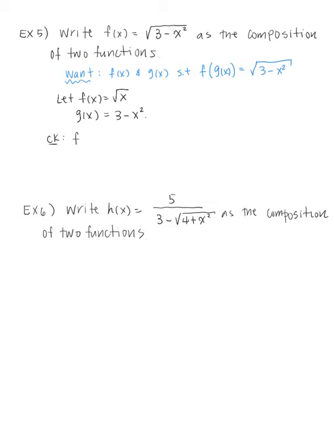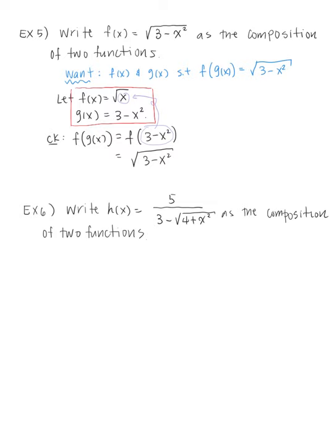Our f of g of x, I'm just going to write it in shorthand notation already. So this is f of g of x, which is f of 3 minus x squared. So now what we need to do is look at function f and replace x with what's in the parentheses. So then what do we get? This is the same thing as the square root of 3 minus x squared, which is exactly what we're looking for. Okay, so I'm going to box our f of x to be square root of x, and then g of x to be 3 minus x squared.